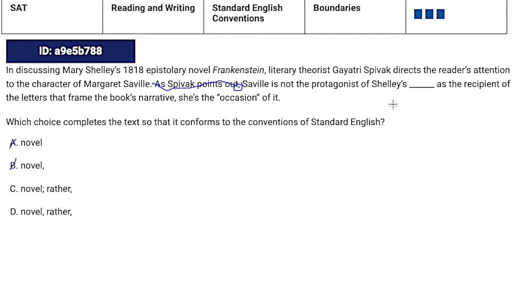Then with rather, Saville is not the protagonist of Shelley's novel. Rather, as the recipient of the letters that frame the book's narrative, she's the occasion. Okay, same deal. We're going to need either a semicolon or a period, so our answer is C.